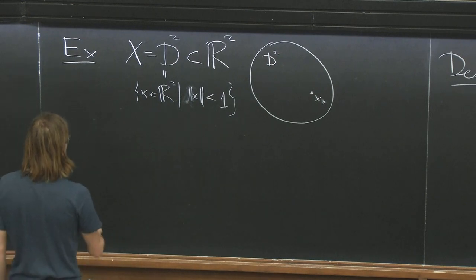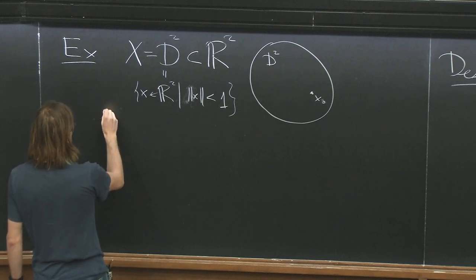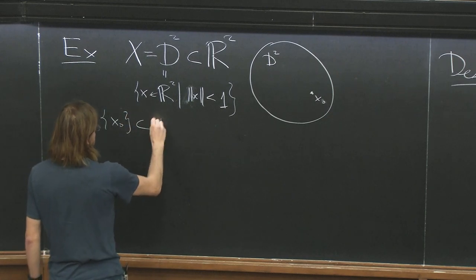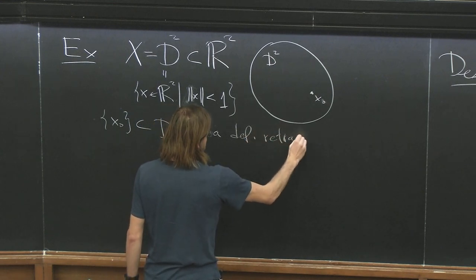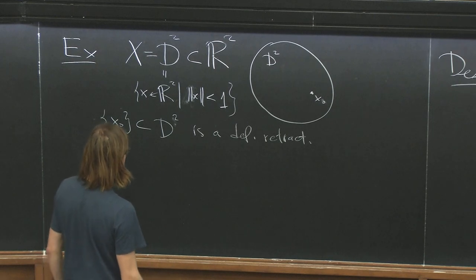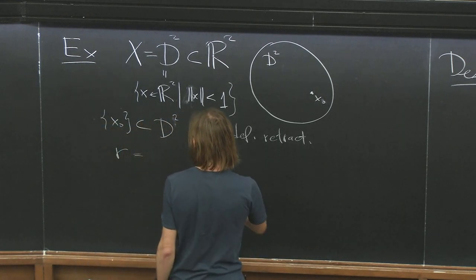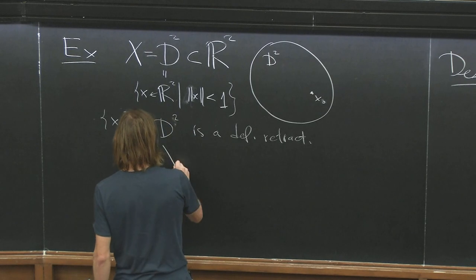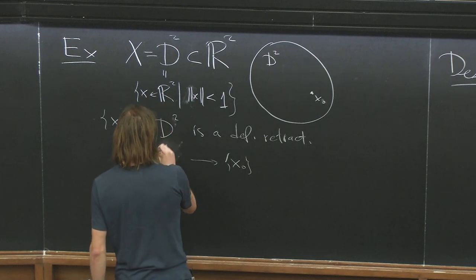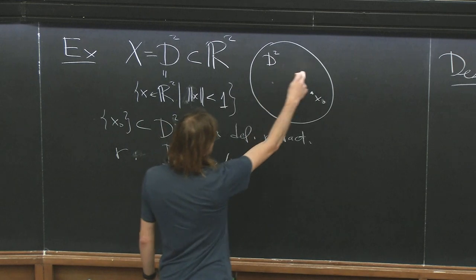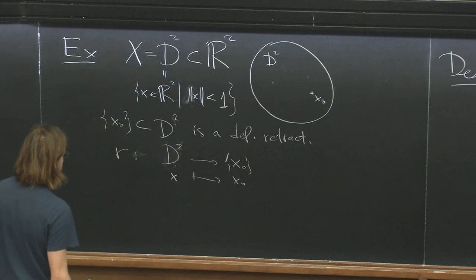D2. And in this case, this is a deformation retract. So why is this? For the retract, the retract itself will be a constant map. It maps the whole space, the disk, any point here, to this x0.